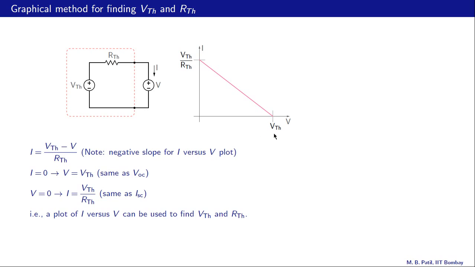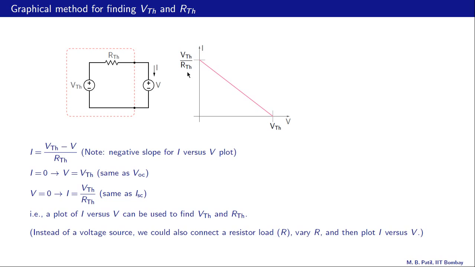Alright. So now from a plot like this, we immediately find VTH as the intercept on the V axis, and ISC, which is equal to VTH by RTH, as the intercept on the I axis. And from these two numbers, we can find our Thevenin voltage and Thevenin resistance. And as a remark, let us mention that instead of a voltage source here, we could have also connected a load resistor, say R, varied that resistance, and then plotted I versus V again. We would get the same plot once again.